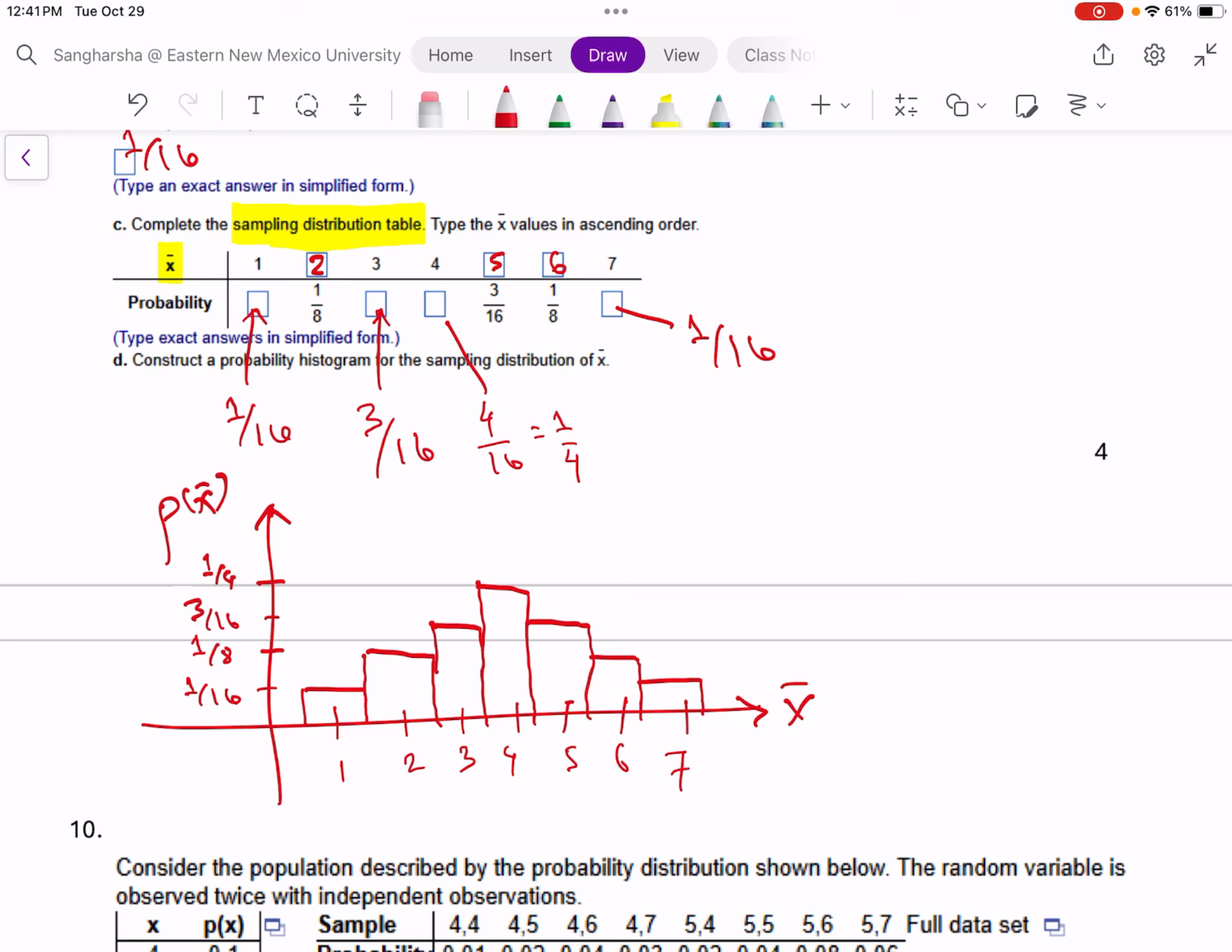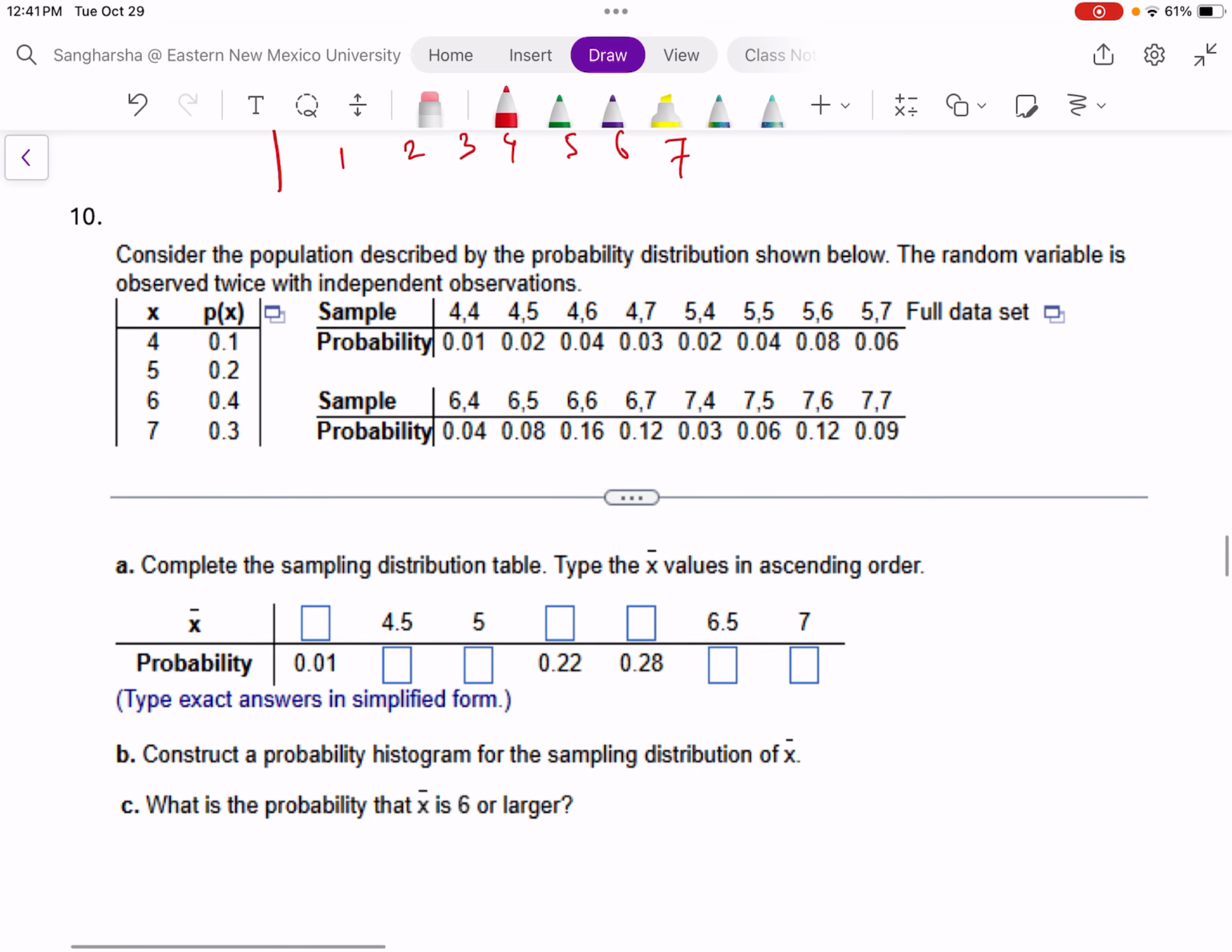And you will have a very similar question on your exam. And I think, okay, do you have any questions for this number 9? If you don't have any questions, you should be able to do number 10, okay? I will leave this for you.